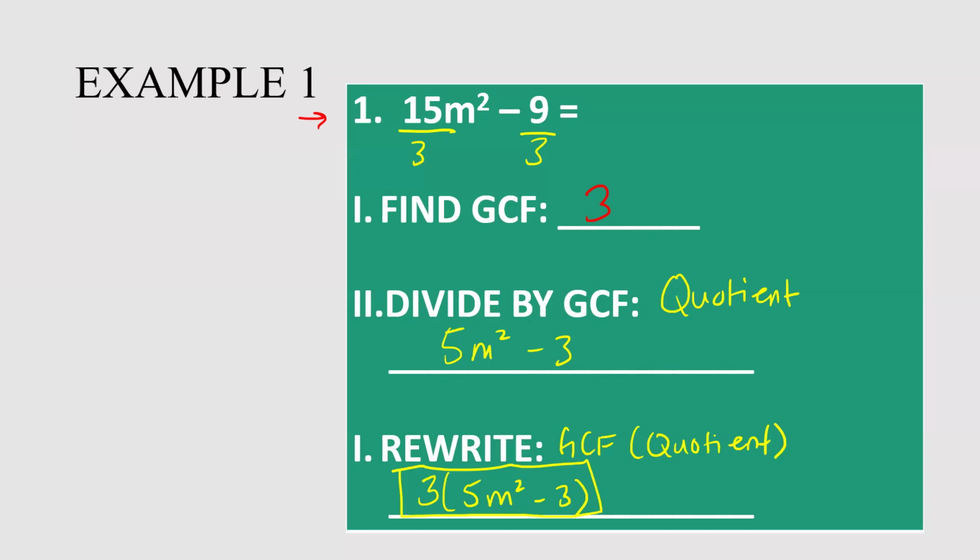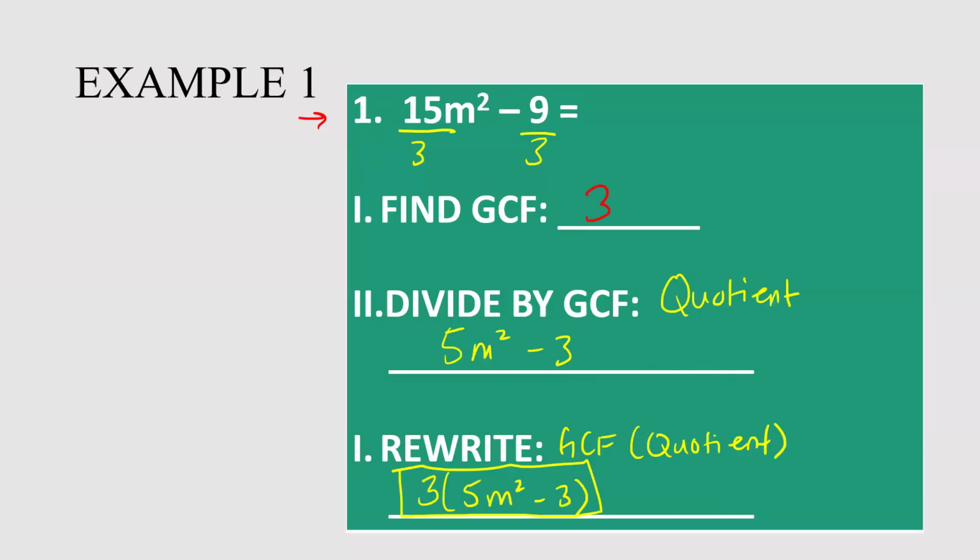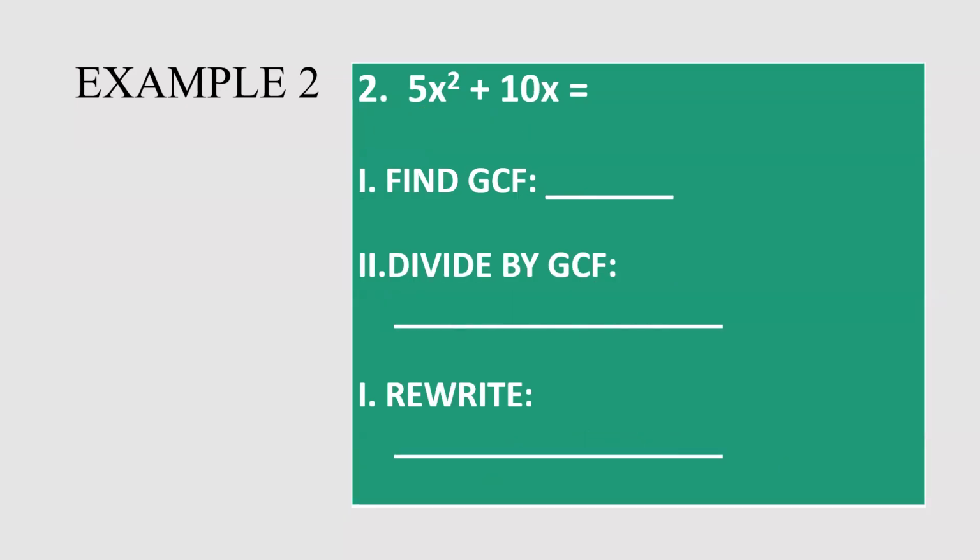Questions about it so far? All right, so this is an example where there isn't a variable in both terms, right? So guess what our next example is going to be? If you said a variable in both terms, you are so correct. Am I going too fast? Are we okay? Okay, so in box 2, you're going to write 5x squared plus 10x.